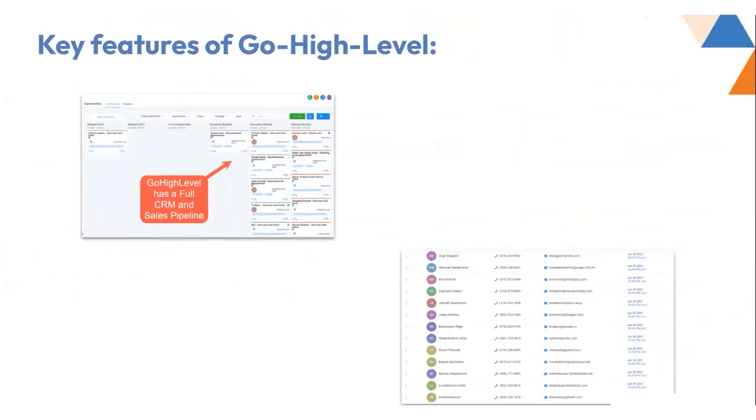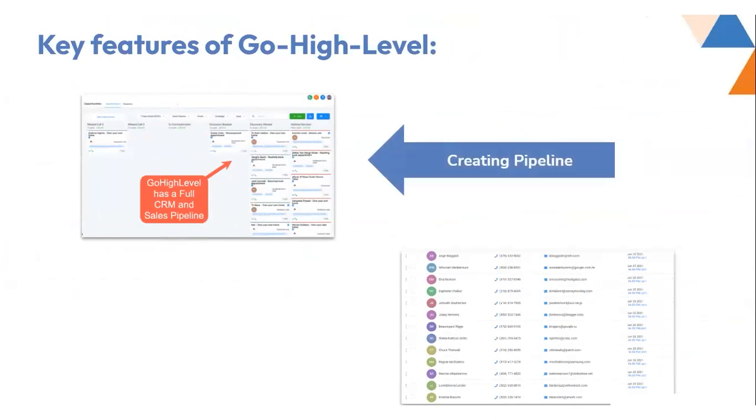The next key feature of GoHighLevel is creating pipelines. With GoHighLevel's pipeline feature, you can easily visualize your sales process and track the progress of your leads through each stage. You can also create custom stages to fit your business's unique sales process. The feature helps you to stay organized and focused on closing deals.